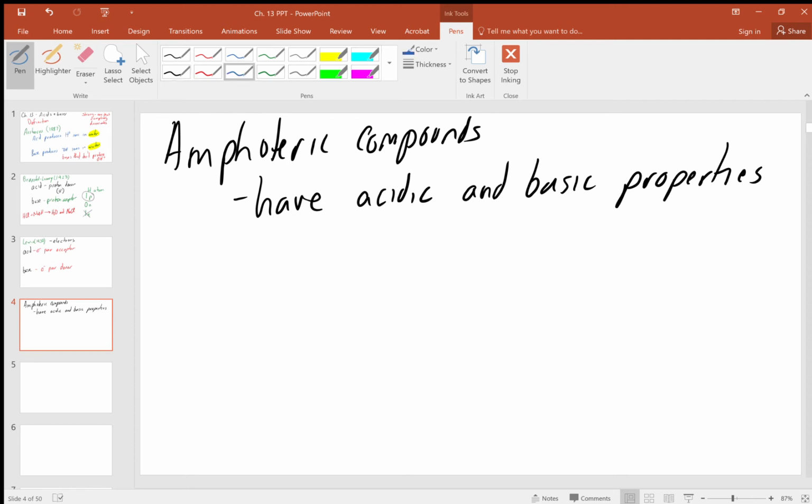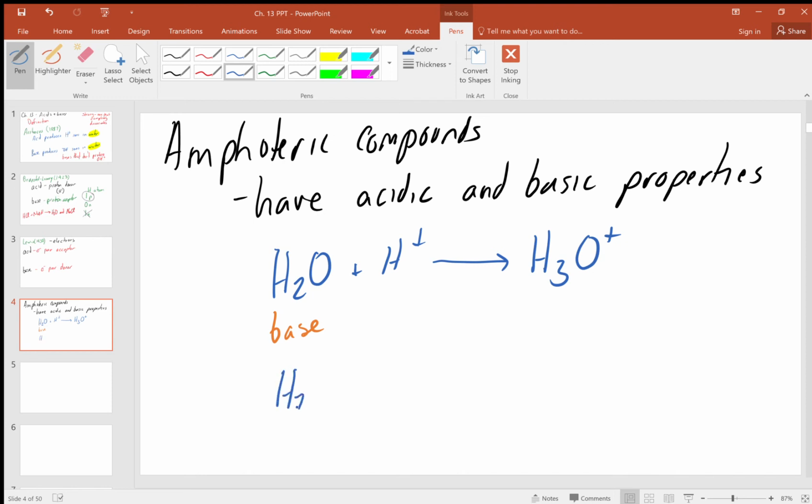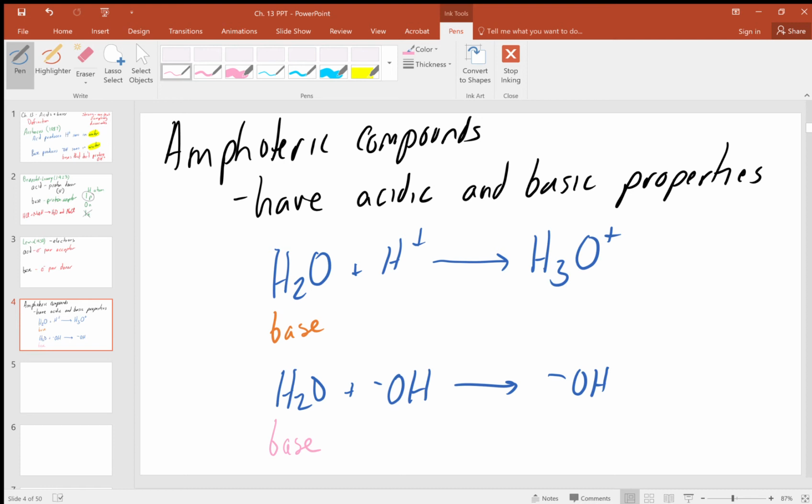Best example of this is water. So if you add an acid to water, it can pick up that proton and form H3O+. So here, water is functioning as a base. But you could also add water to hydroxide, and that will remove a proton from water. In that case, the water functioned as an acid.